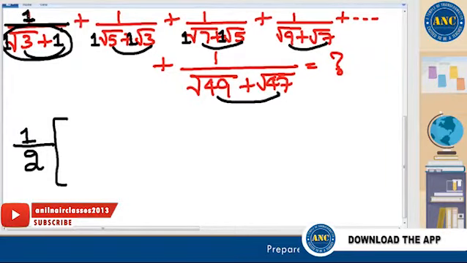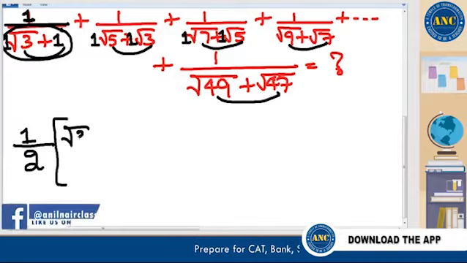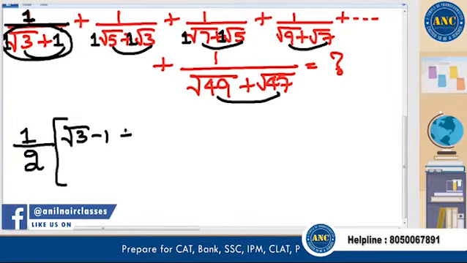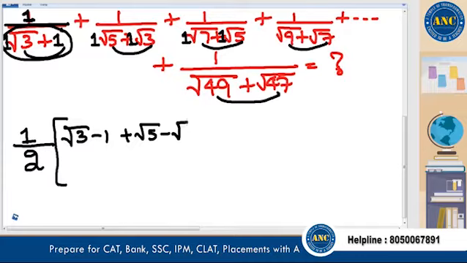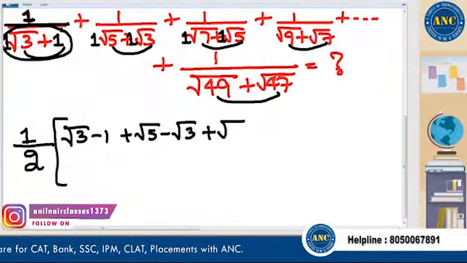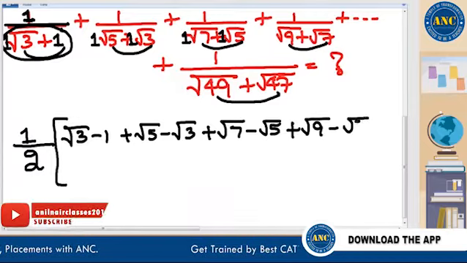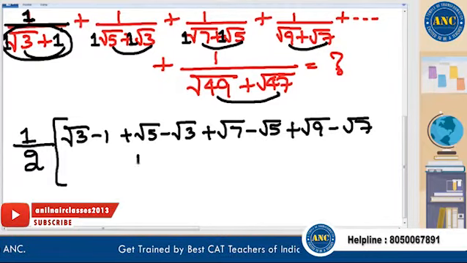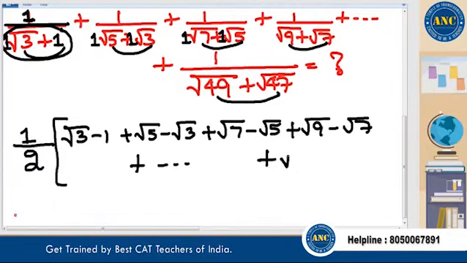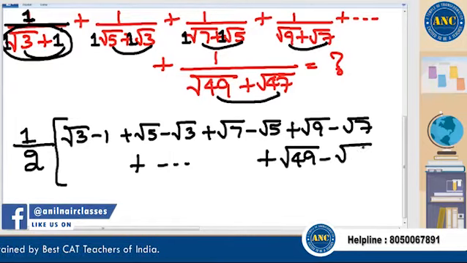So 1 into anything is that same thing. So the numerator in the first case is root 3 minus 1. In the second case, it is root 5 minus root 3. In the third case, it is root 7 minus root 5. In the fourth case, it is root 9 minus root 7. Similarly, in the last case it is root 49 minus root 47.